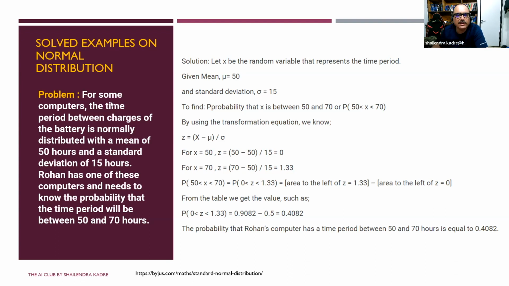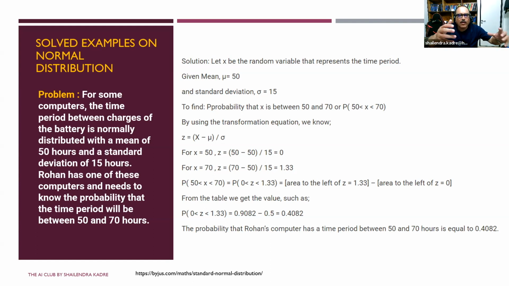A couple of probability examples we'll take. So one example is there. Read on the left hand side, what is written in the white? For some computers, the time period between charges of the battery is normally distributed with a mean of... So some battery operated computers are there, and we are charging the battery. What is the battery life? Once I charge it, how much time does it take to discharge completely? That is what we are measuring.